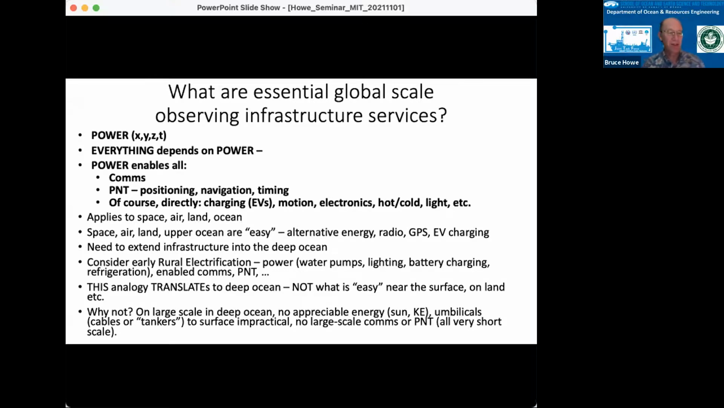Well, this is kind of an important topic that I probably should devote a little more time to, but in the deep ocean, there is no appreciable energy. There's no sun. There's effectively very, very little kinetic energy. And then any umbilicals, whether cabled or tethers like AUVs going from surface to bottom, are largely impractical. And there's no large scale communication system or positioning navigation system in place.